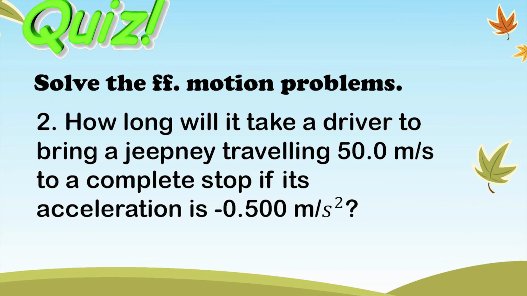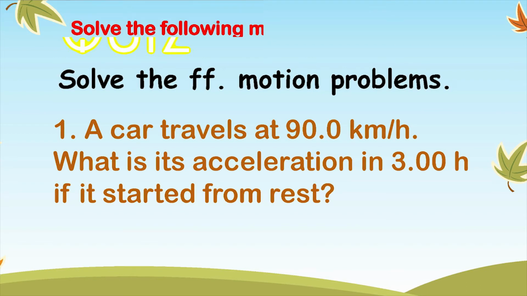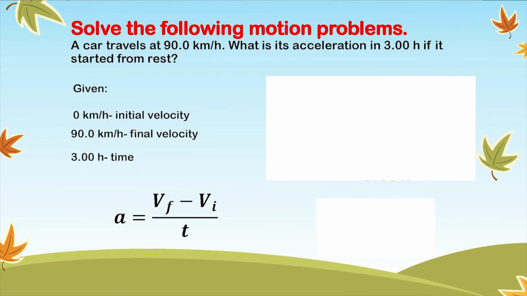Time's up! Let's answer number 1. A car travels at 90.0 km per hour. What is its acceleration in 3.0 hours if it started from rest? We are looking for acceleration. From the problem, the given values are the initial velocity, which is 0 km per hour, the final velocity, which is 90 km per hour, and time, which is 3.0 hours.